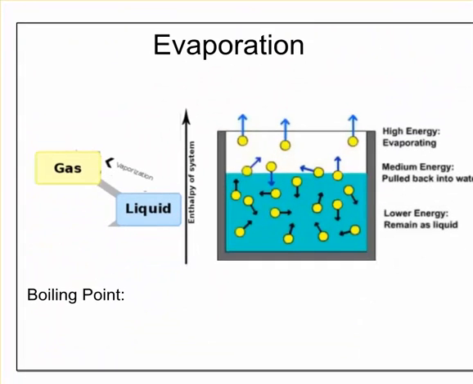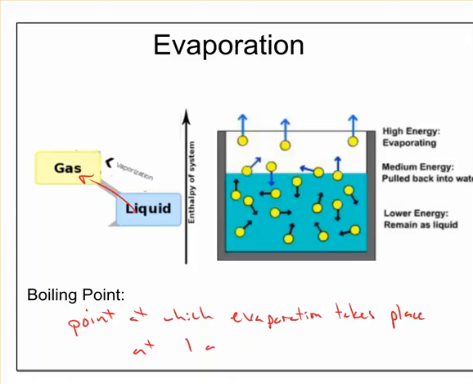Evaporation is the first energy change I want to look at, moving from a liquid to a gas. Again, that costs some energy, that increases the enthalpy of the system. We can define boiling point as the point at which evaporation takes place at 1 atmosphere of pressure. And that's just sea level, where we are right now. That's all I really need to know about evaporation for right now.